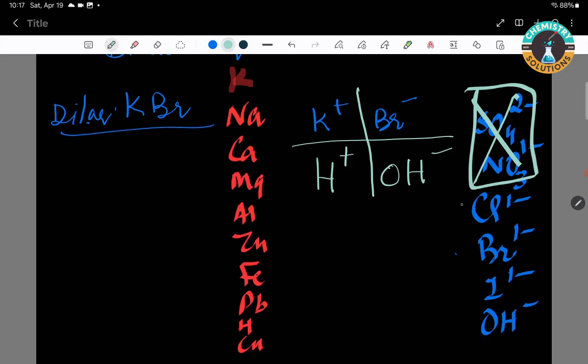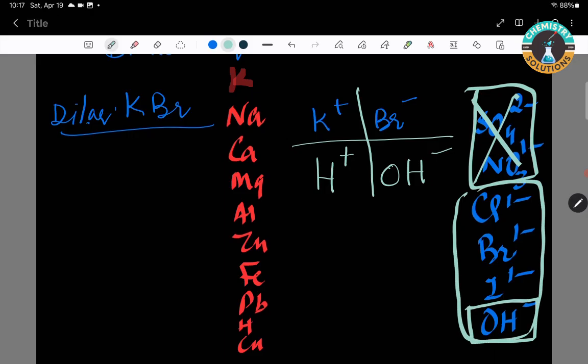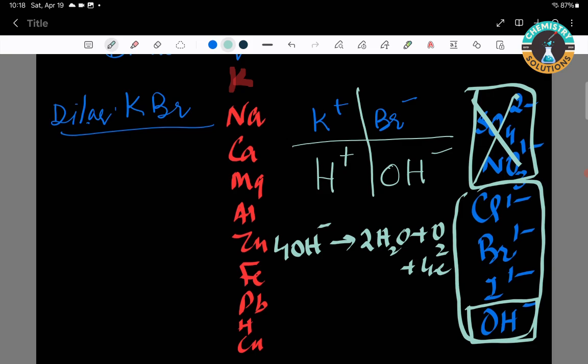So here is the story. If the dilute concept is there, then always remember the hydroxide ion will go, and for the hydroxide ion we have a set equation: 4OH⁻ → 2H2O + O2 + 4e⁻. Memorize this equation as it is. There are details of this equation, and I will tell you in some other lesson how to write it, but for right now you have to just memorize this equation.